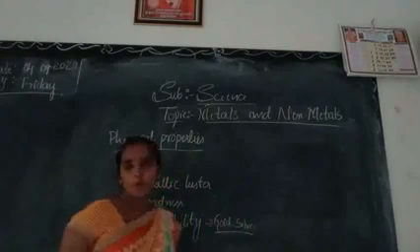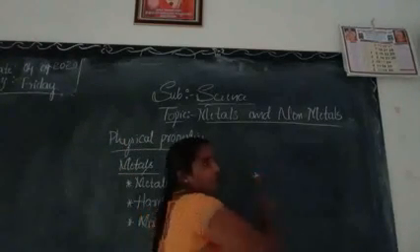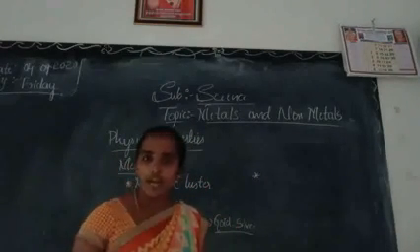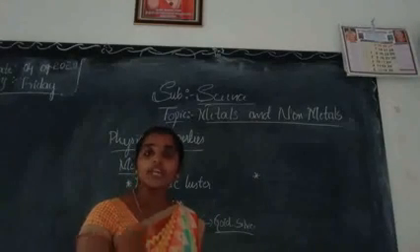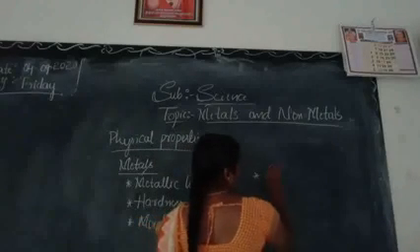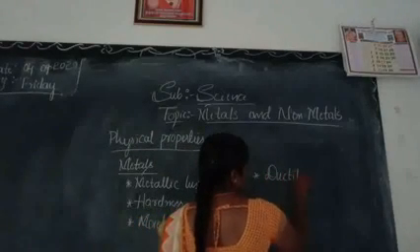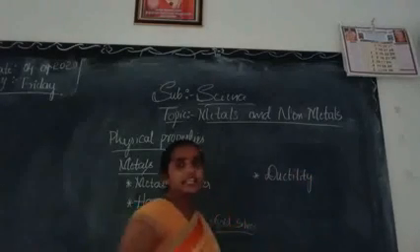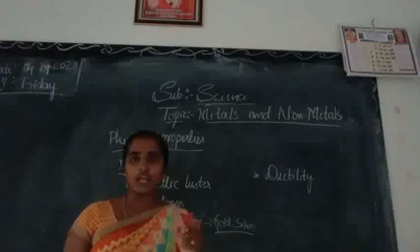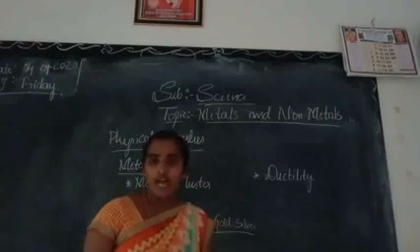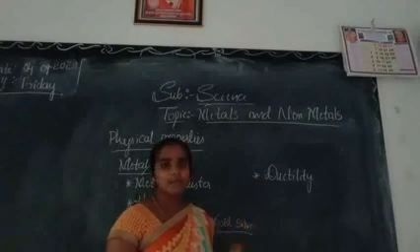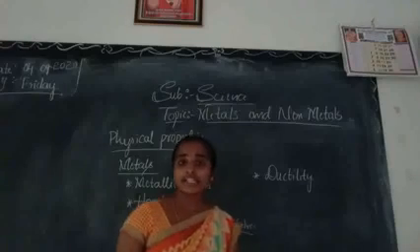And the next property: metals can be drawn into a thin wire. That property we call ductility. An example of this is gold, a ductile metal.